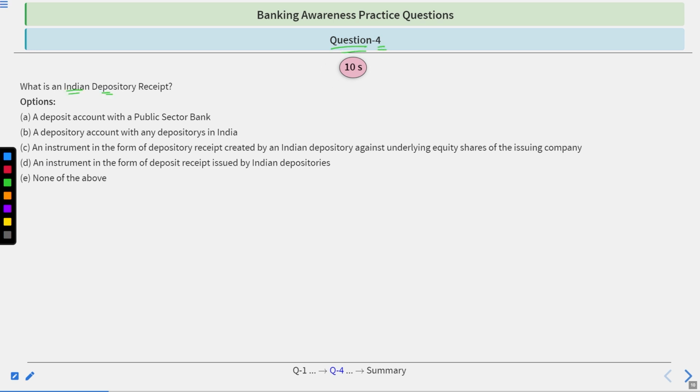Question number 4. What is an Indian depository receipt? Options: deposit account with a public sector bank; deposit account with any depositories in India; an instrument in the form of deposit receipt created by an Indian depository against underlying equity shares of the issuing company; instrument in the form of deposit receipt issued by Indian depositories; none of the above. 10 seconds you have to answer. Time starts now.